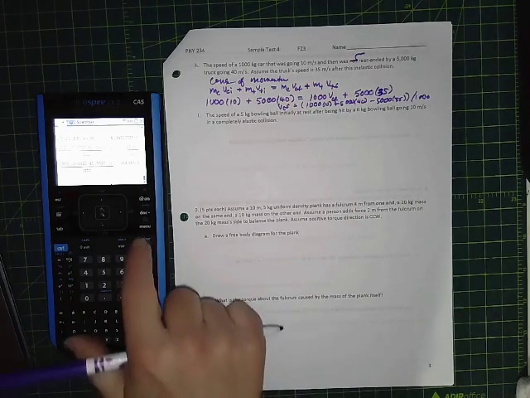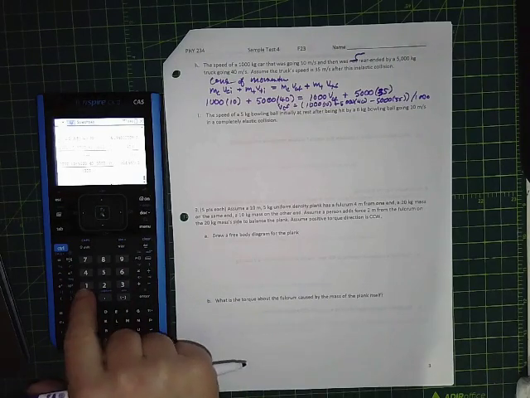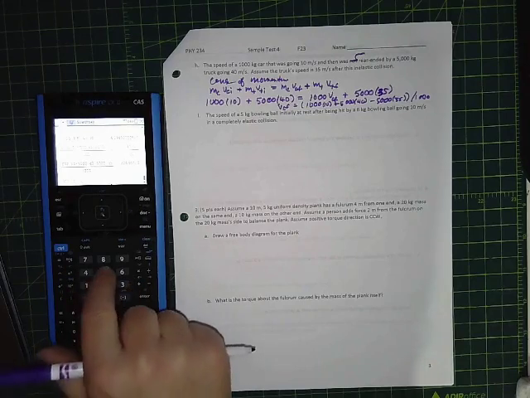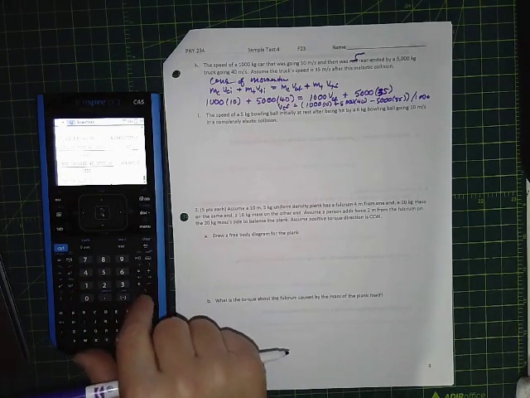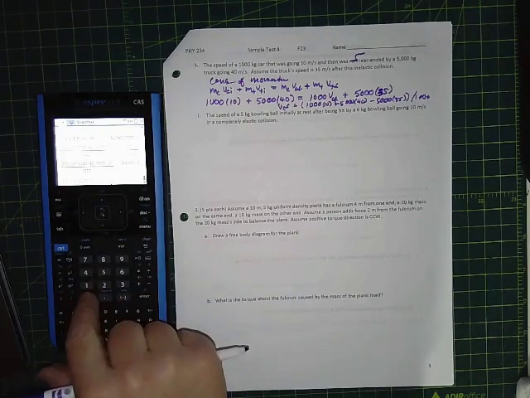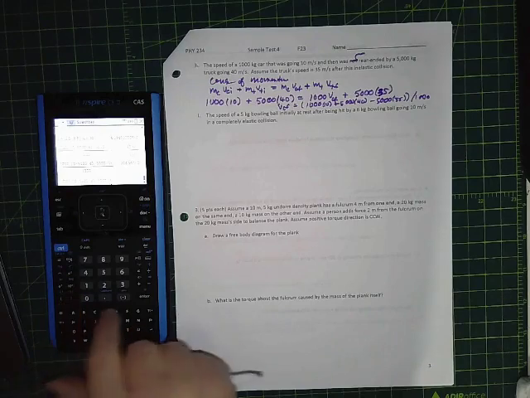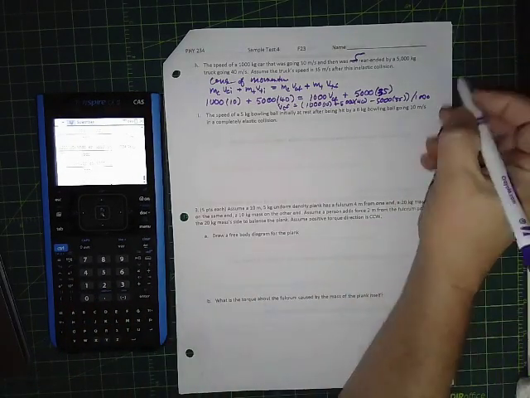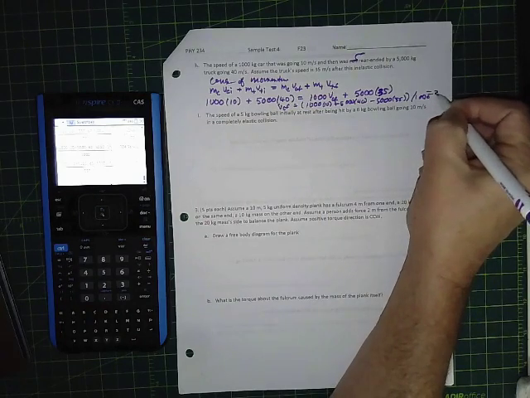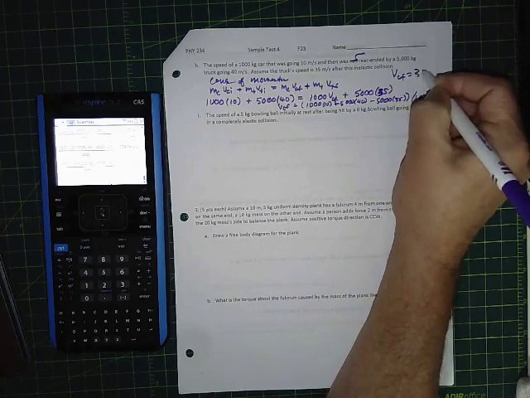Alright, something's not right. 35 sounds like a better number. So V car final is 35 meters per second.